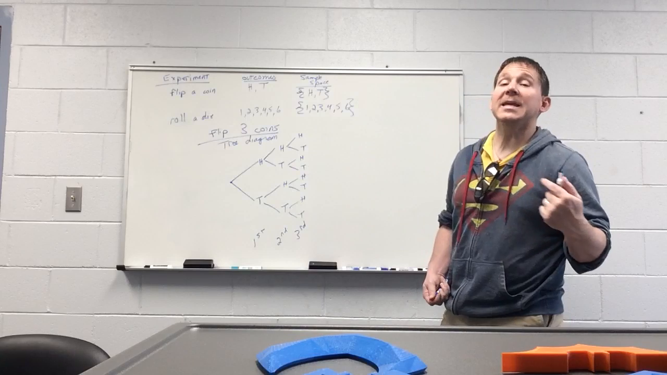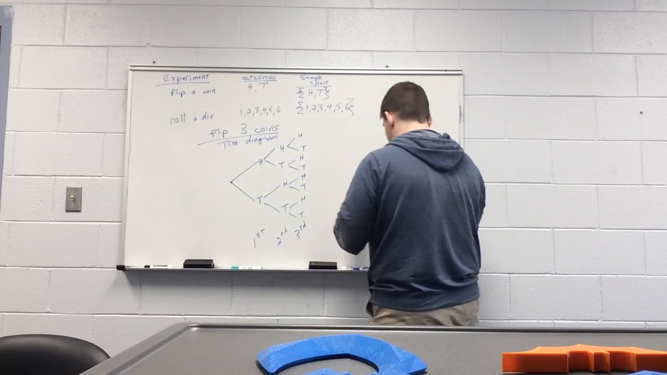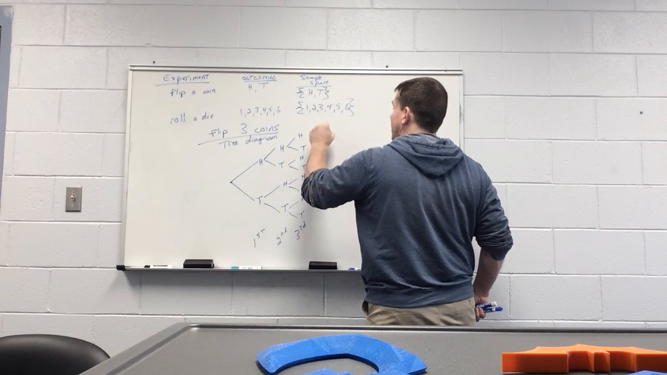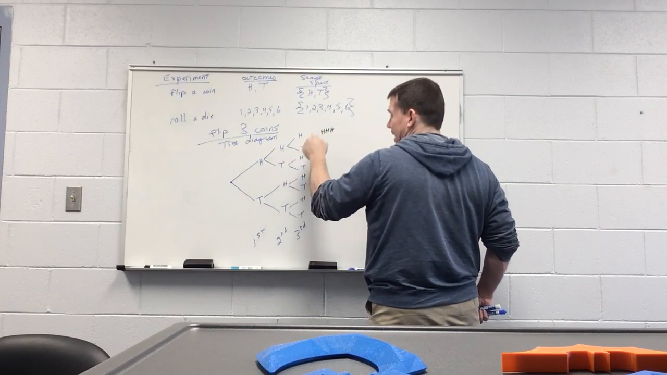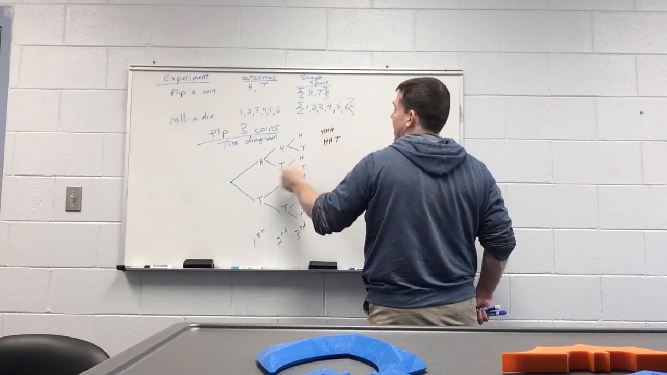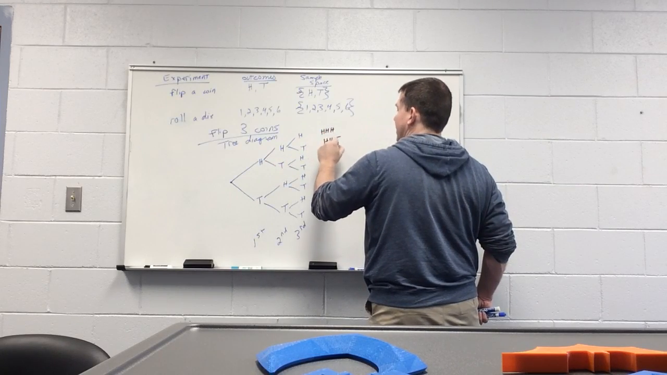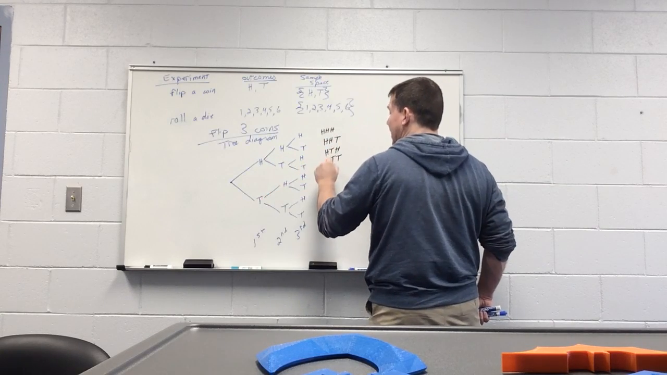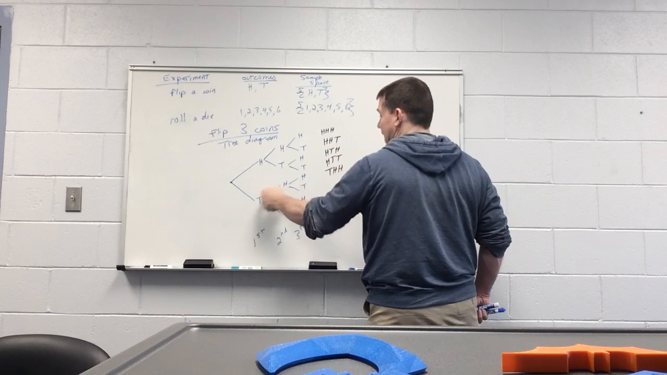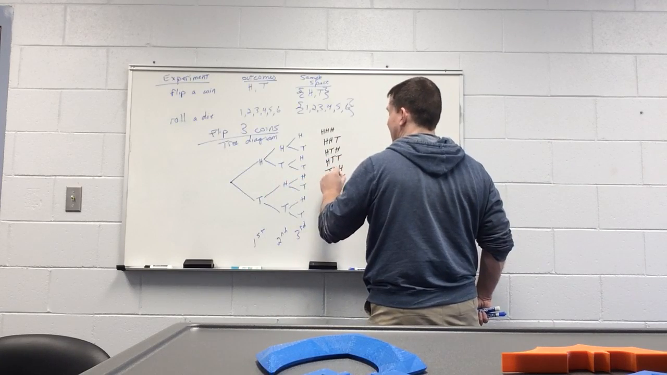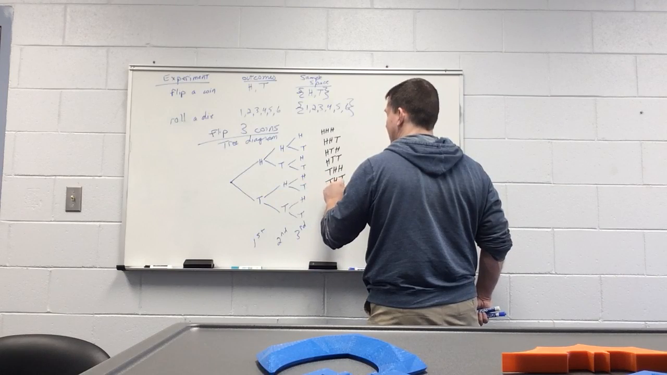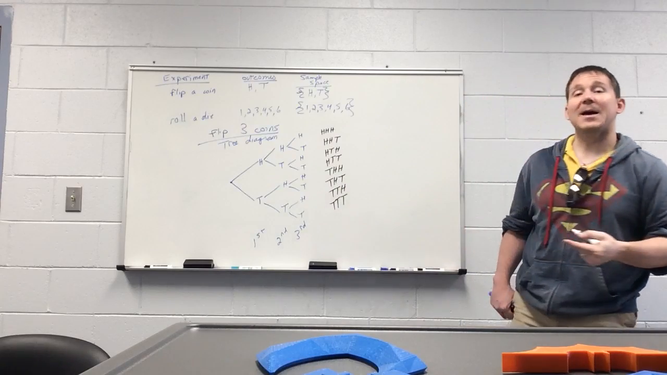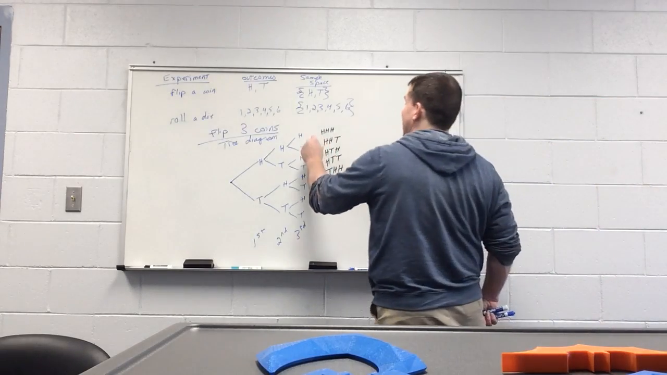Now I just go along each branch to record the outcomes. And here, if I just run down the list: head, head, head; head, head, tail; head, tail, head; head, tail, tail; tail, head, head; tail, head, tail; tail, tail, head; tail, tail, tail. And there's all my outcomes. In this case, I get 8 of them.